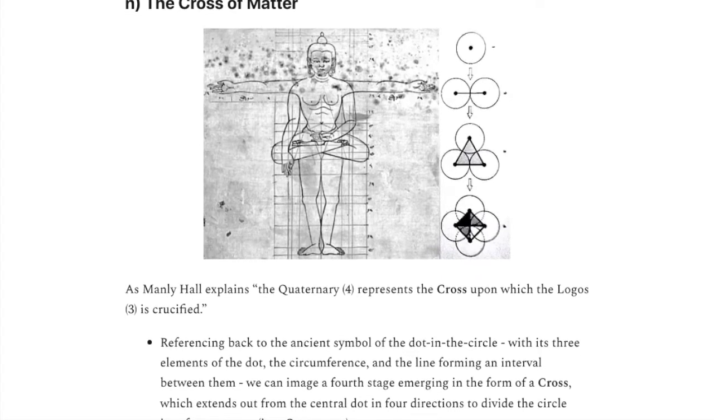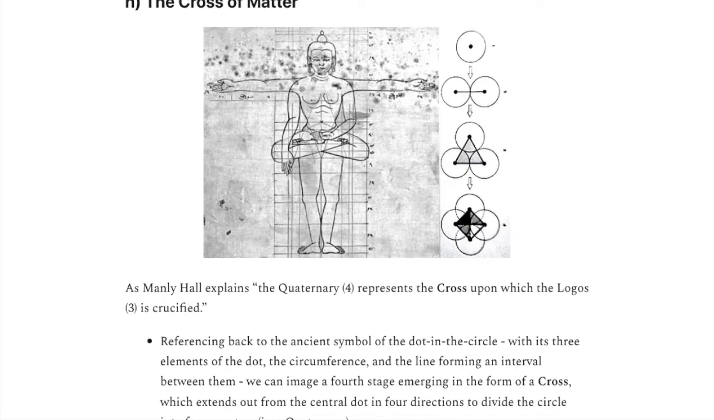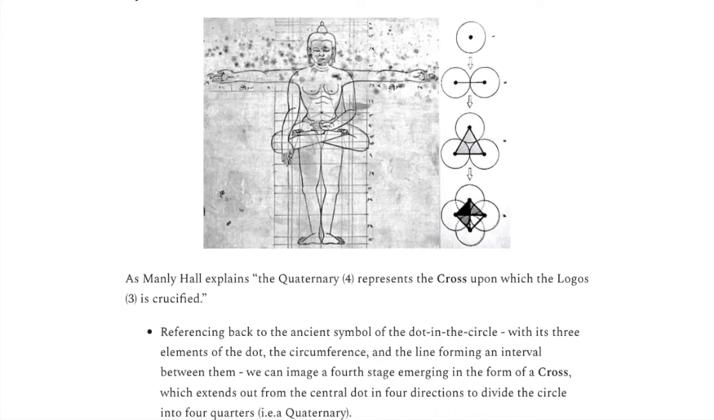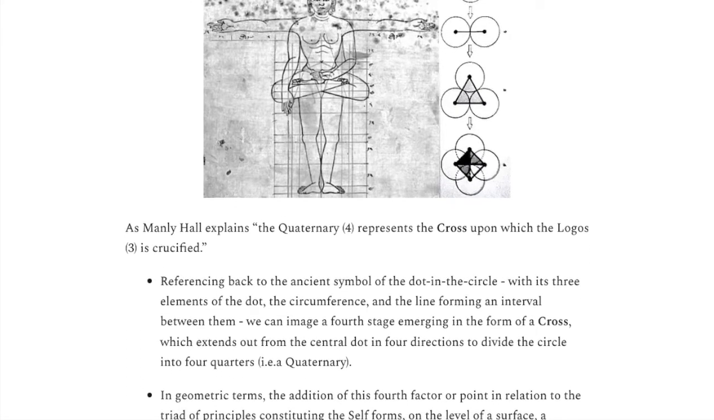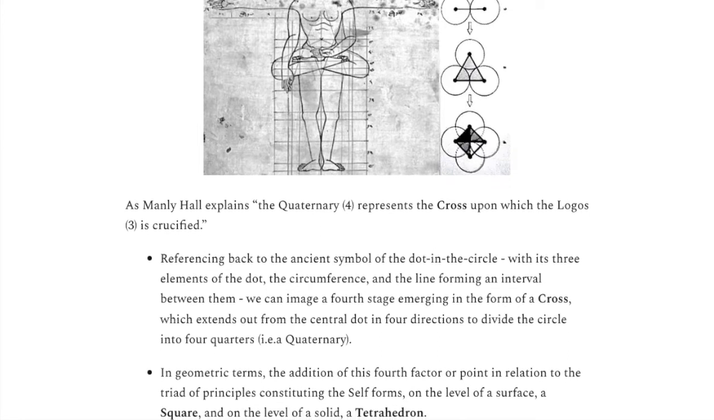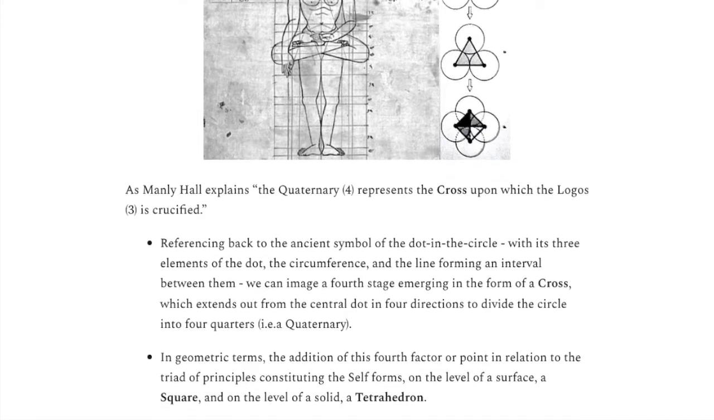As Manly Hall explains, the quaternary, or principle of 4, represents the cross upon which the logos, or principle of 3, is crucified. So that's a quote from him. The quaternary, or 4, or the tetrad, you could say, represents the cross upon which the logos, or the principle of 3, is crucified. So 3 is formed, but doesn't become objective until it moves into 4. And when it moves into 4, it becomes symbolically crucified.